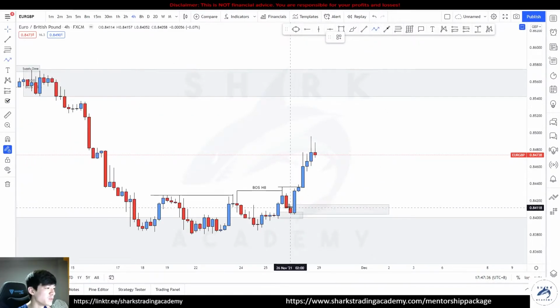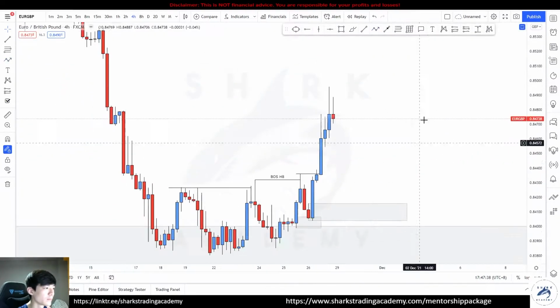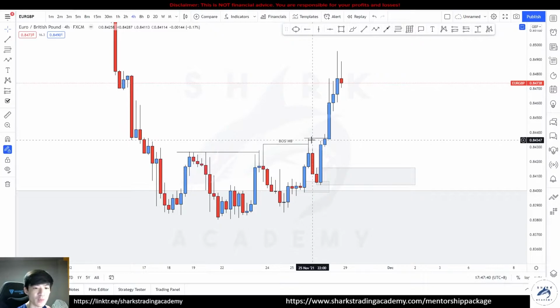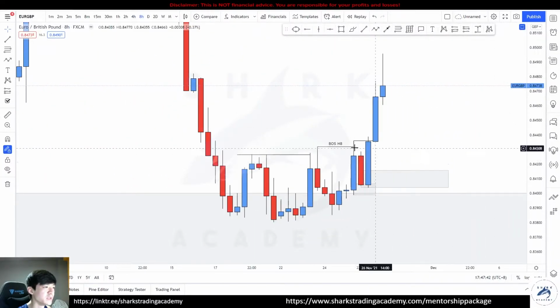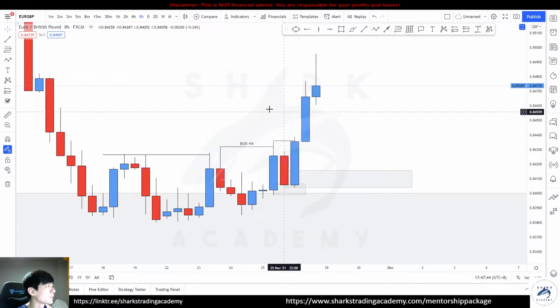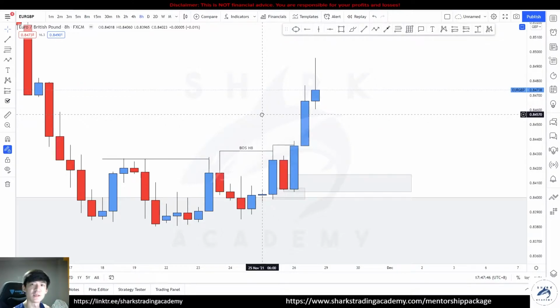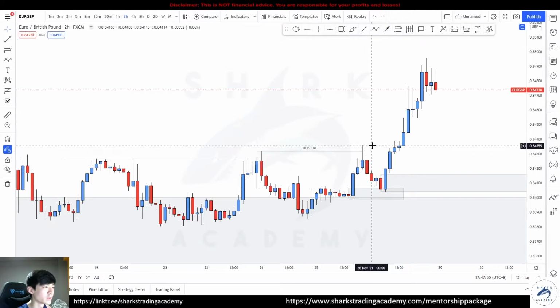So now, 4 hours demand zone, can you see over here? So go and look at this high. Where is this high? This is an 8 hours swing high. So this means that our step 1 is 8 hours break of structure. Step 2 is S&D zones on the lower time frame. So can you see over here?